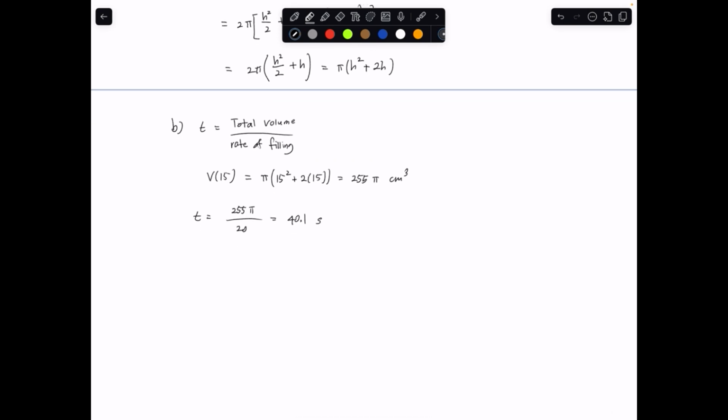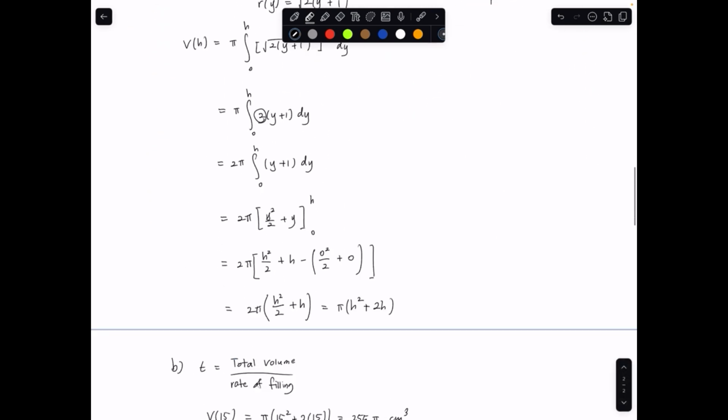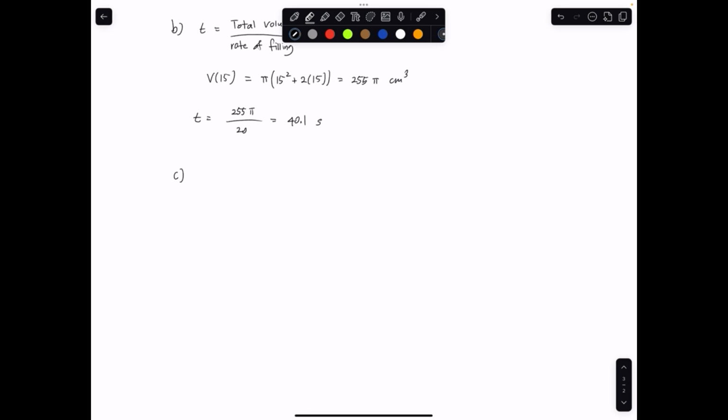Okay? Now part C, find the rate at which the height is changing when h equals 10 centimeters. So this is a classical related rates problem, right? And so let's go ahead and set up the related rates formula. And that is dV over dt equals dV over dh times dh over dt. So this is a standard procedure for setting up a related rates problem, right? This comes from the chain rule. And so we're trying to find dh/dt.